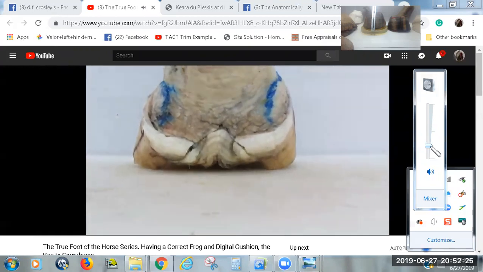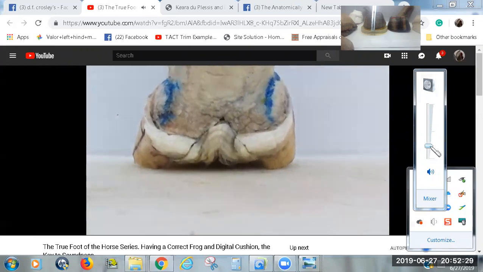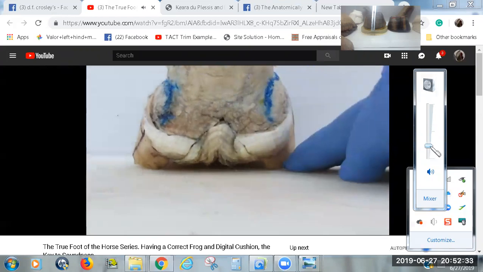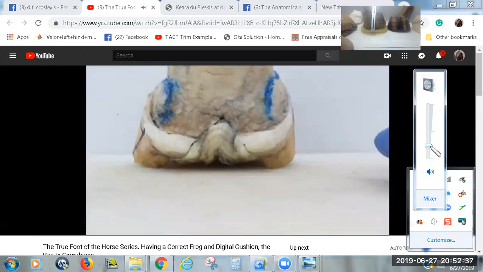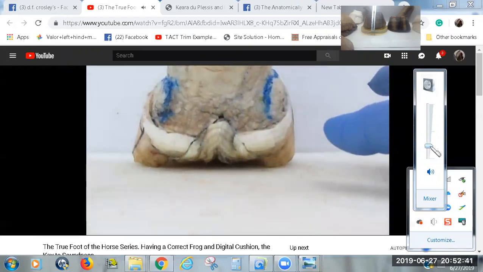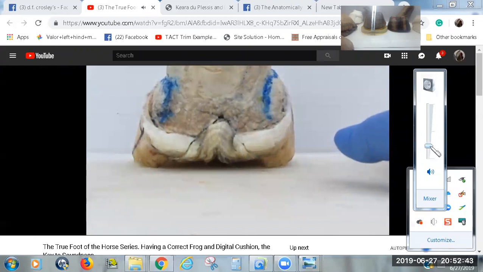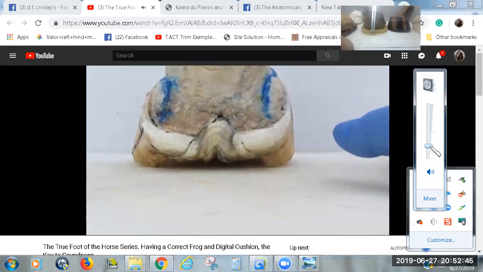There we go. See how that descends and pushes that down? Okay, now see, the object is to grow your heels so that your frog corium has enough height to grow some frog. And what's been going on is that the heels have been lowered so that the frog can have ground contact, because they totally misunderstand the wild horse's foot anatomically.